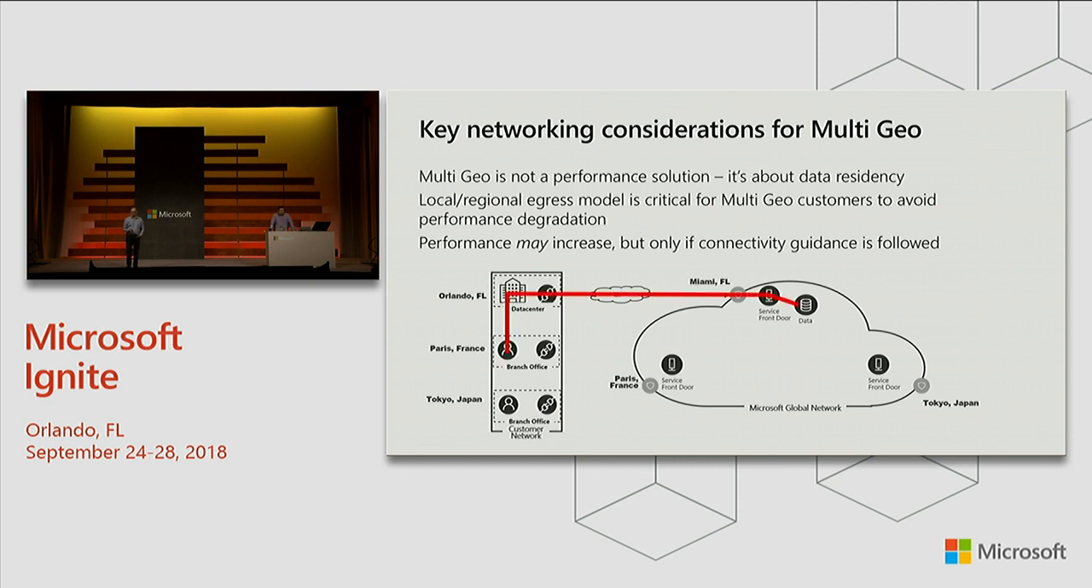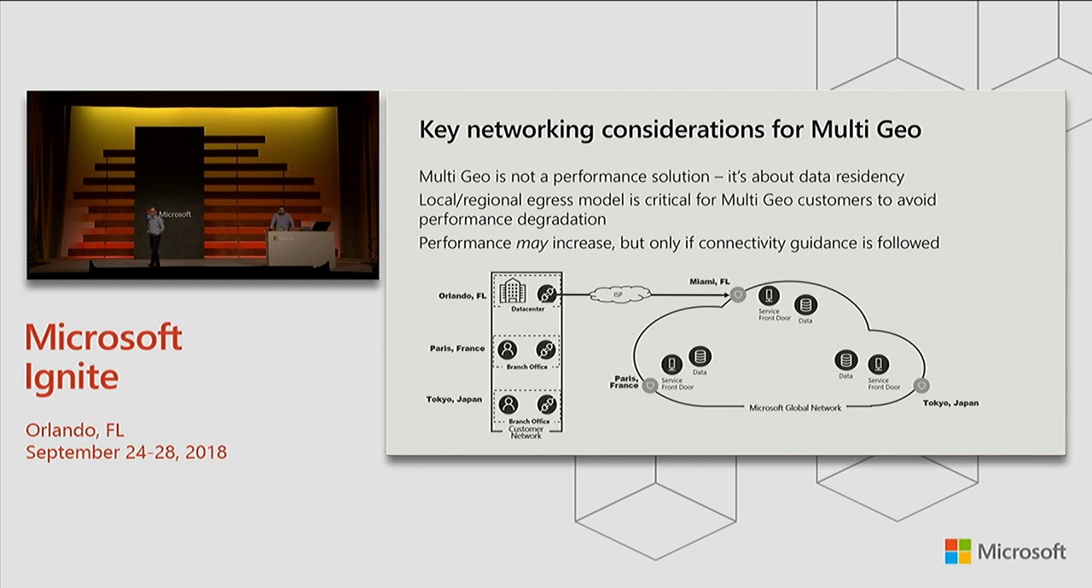So a user in France, backhaul their traffic to Orlando, and then peer with Microsoft in Miami and get to their data. Not optimal, but that's where we are at the moment. So let's say that this customer decides to buy Multi-Geo.